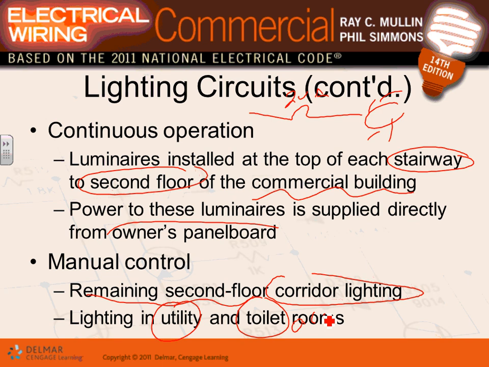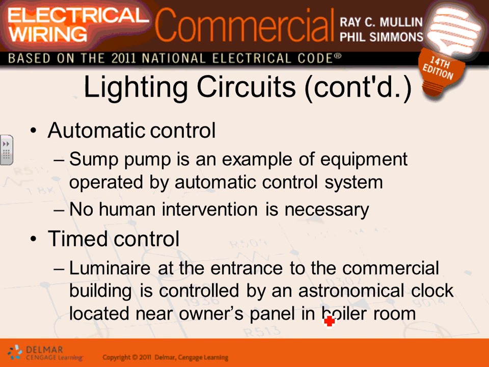So manual control is assigned to the corridors, utility room, and toilets. I would say other than toilets, probably now to meet the energy code, you almost have to put all these on some type of timer or occupancy sensor, and what not.